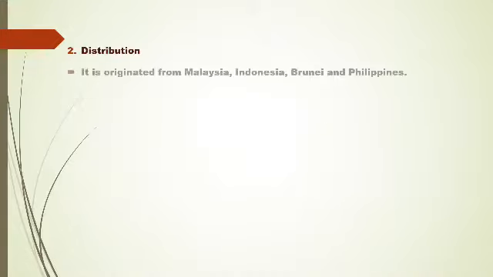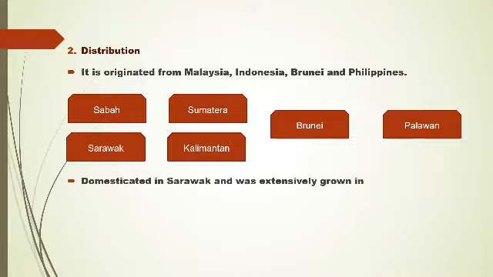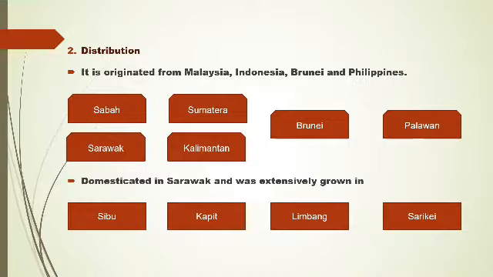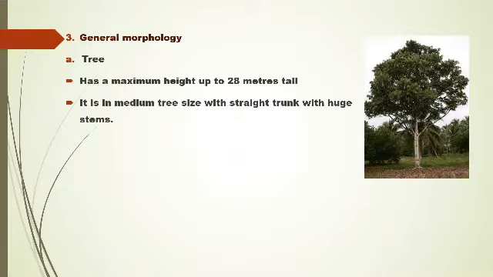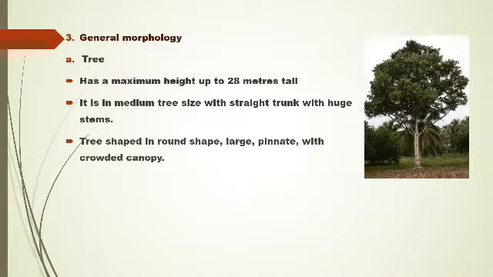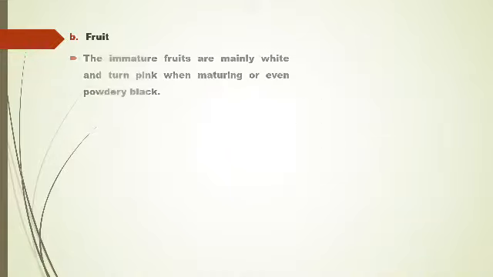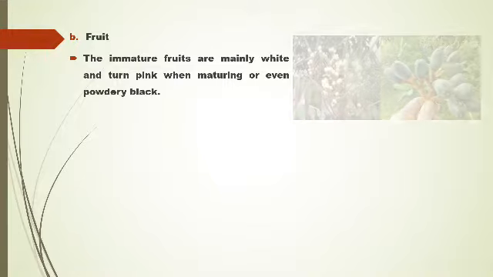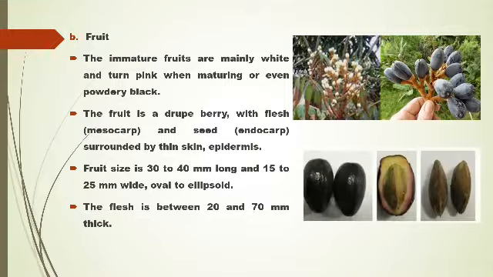For the distribution, dabai originated from Malaysia, Indonesia, Brunei, and the Philippines. It is domesticated in Sarawak and was extensively grown in Sibu, Kapit, Limbang, and Sarikei. As for the general morphology, the dabai tree has a maximum height of up to 28 meters. It is a medium-sized tree with a straight trunk and huge stem. It has round-shaped large pinnate leaves with a crowded canopy, and the leaflet of dabai is about 9 to 26 cm long with a width of 3 to 12 cm. The fruit of dabai is white when immature and turns pink when matured, or even powdery black. The fruit is a drupe berry with flesh and seed, 30 to 40 mm long and 15 to 25 mm wide.